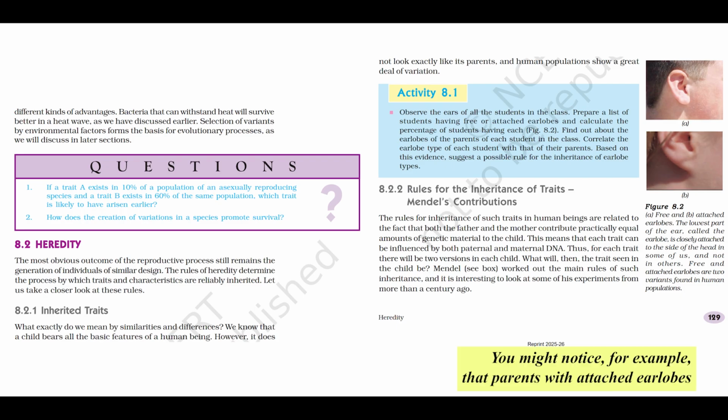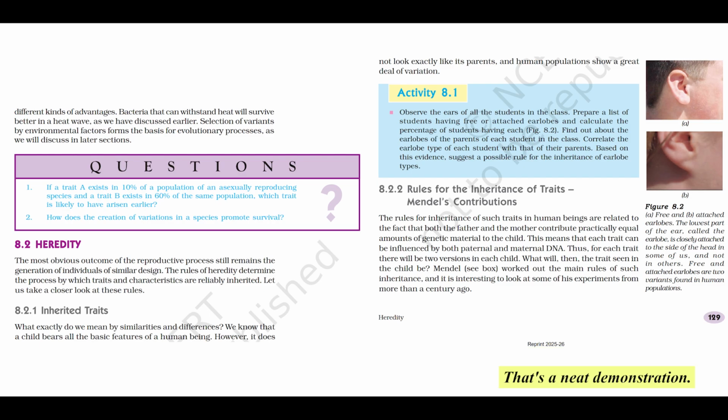Exactly. You might notice, for example, that parents with attached earlobes usually have children with attached earlobes. But what if two parents both have free earlobes, but they have a child with attached earlobes? Okay, yeah, that would be puzzling at first glance. Right. That observation, even without knowing the terms dominant or recessive yet, strongly hints that there are underlying rules. It suggests some traits can be carried but hidden, only to reappear later. It's basic data collection leading to a hypothesis, just like Mendel did.